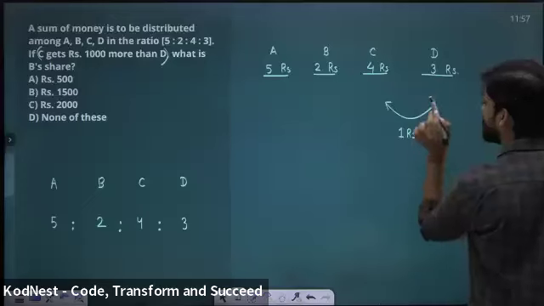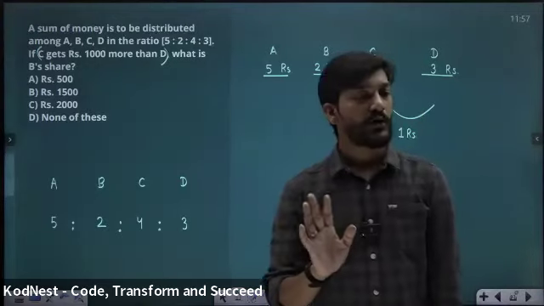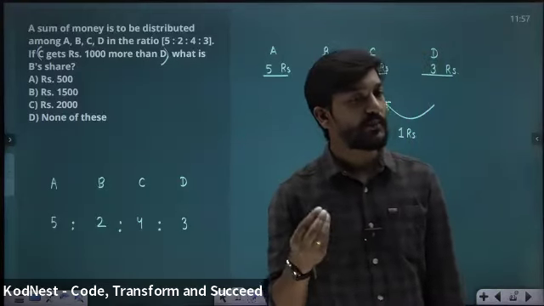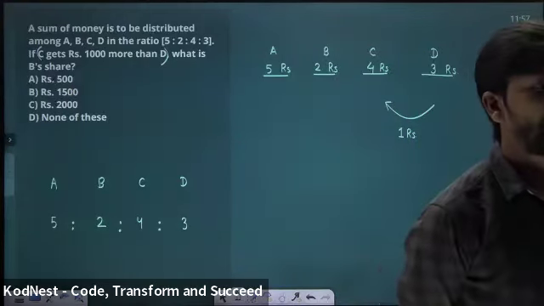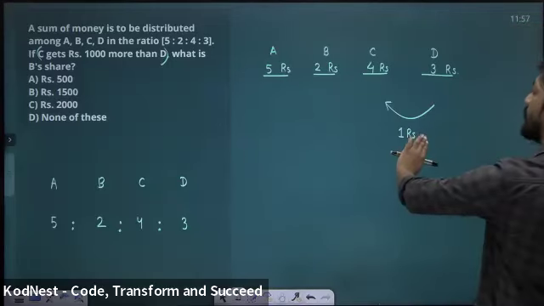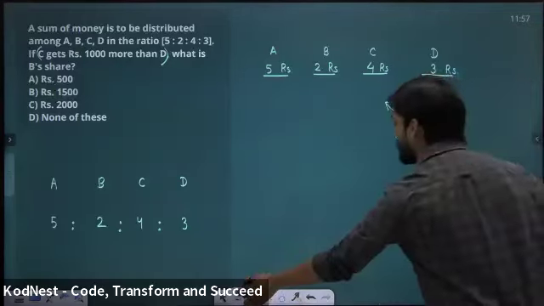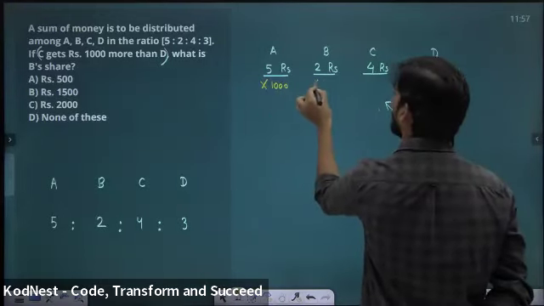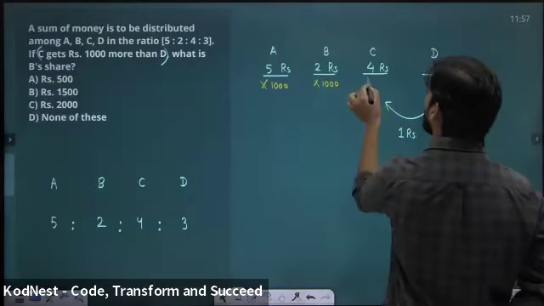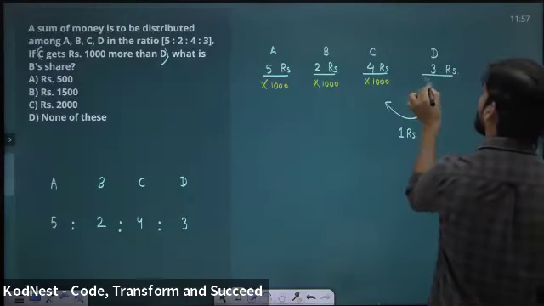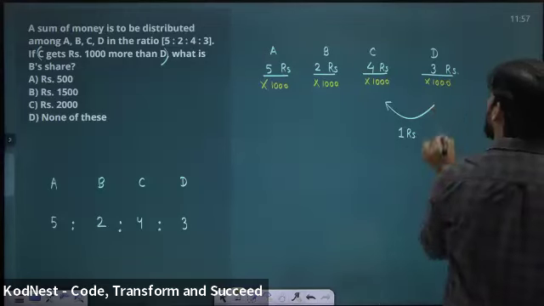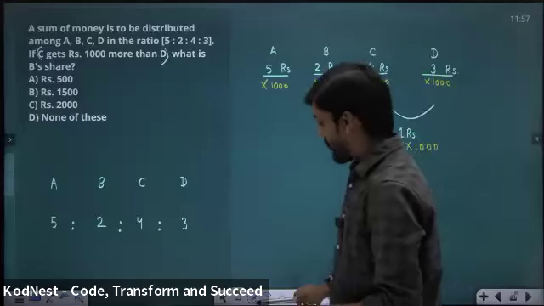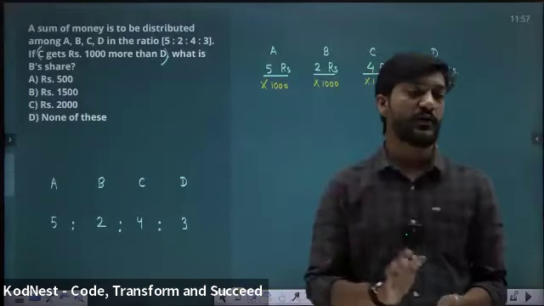He is getting 1 rupee more. I don't want 1 rupee. I want 1000 rupees. So what should I multiply? Please answer. I don't want 1 rupee more, I want 1000 rupees more. So multiply with 1000. Everywhere, if you multiply with 1000, you will get the right answer. Just one multiplication will make everything right. So this is the first way to solve it.